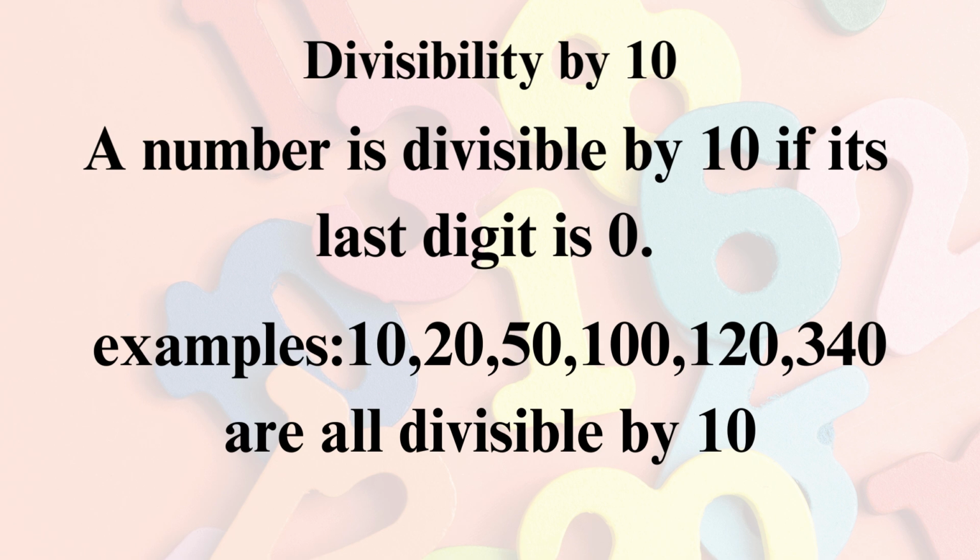Test of divisibility of 10. Any number which ends with 0 in its ones place is divisible by 10. That means 10, 20, 30, 40, 50, 100, 120, 300, 340, 750, all should have the digit in the ones place, or the last digit, as 0. That means all these numbers are divisible by 10.